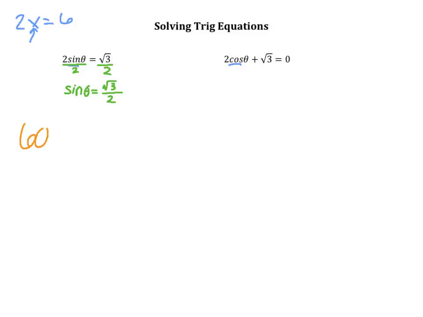The first one is going to be degrees. So this is 60 degrees and 120 degrees. Now, sometimes you might be required to write your answer in radians. So in which case we're going to, instead of writing 60 degrees, you could put pi over 3. And then instead of 120, you could put 2 pi over 3.